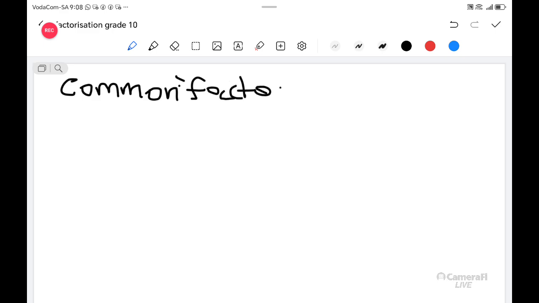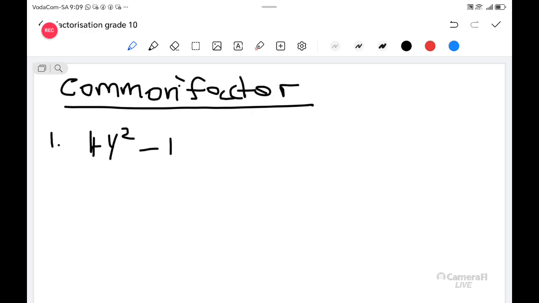Common factor. So, if we are factorizing the common factor, example number 1, let's say we have 4y squared minus 16. They say factorize this one. We check how many terms I have. I have two terms, and in these two terms, what is common between the 4y squared minus 16? We have 4 here, and we also have 4 in 16.